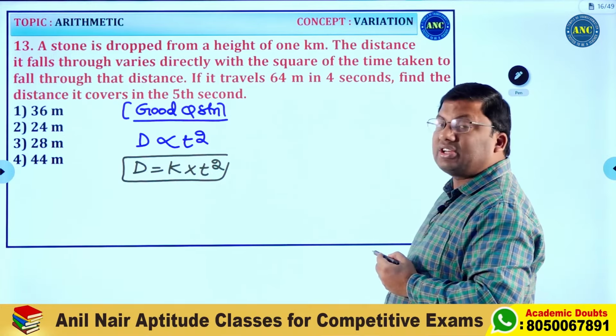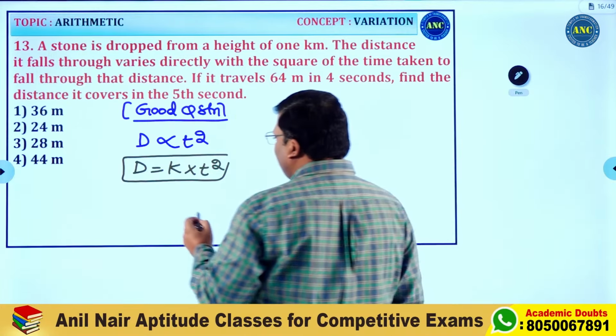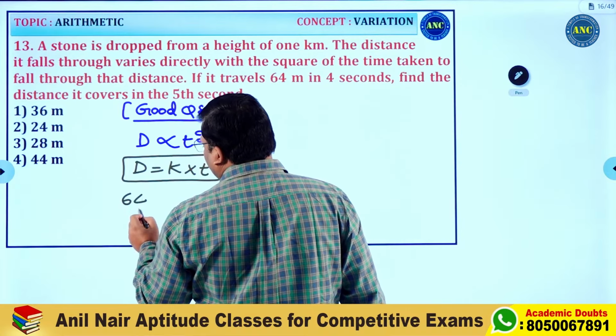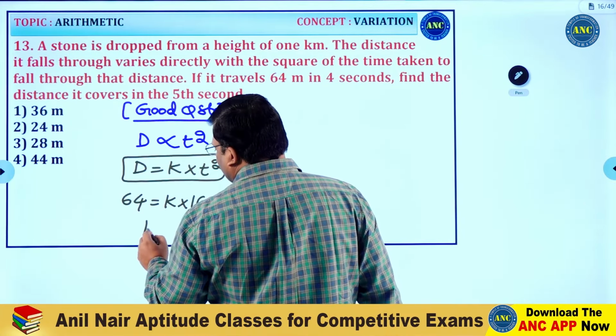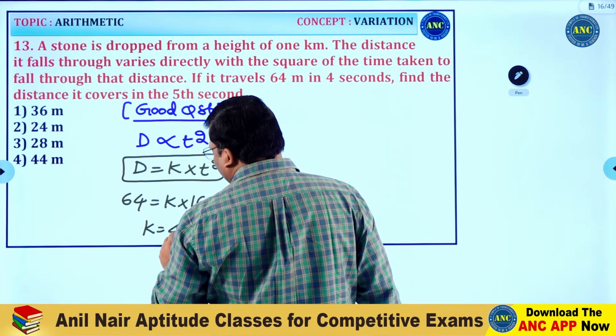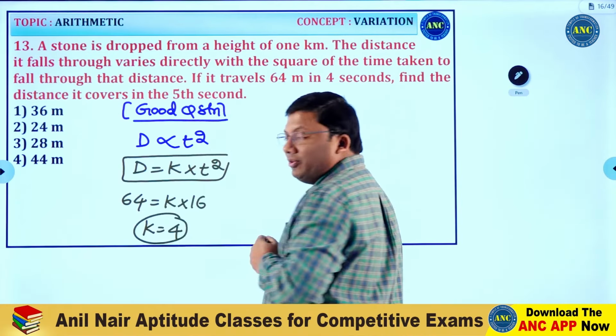It travels 64 meters in 4 seconds. 4 square is 16. So the k value is 4.